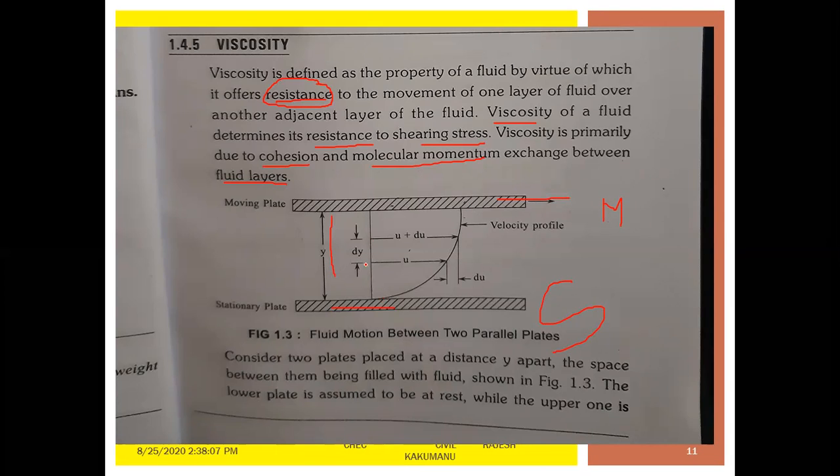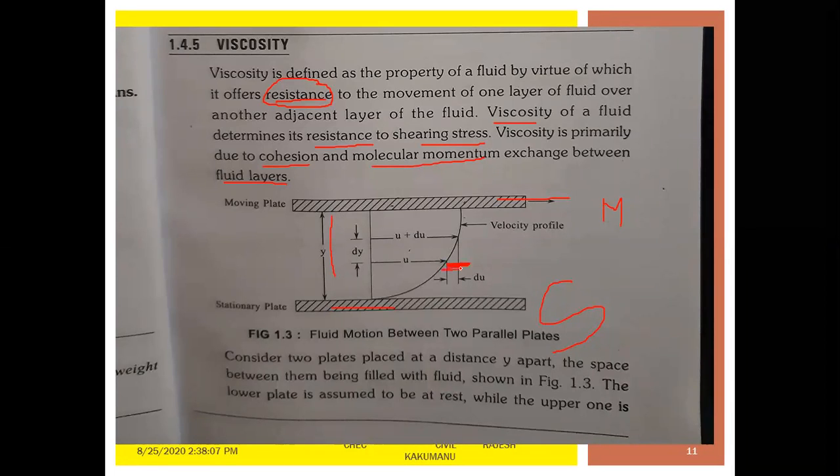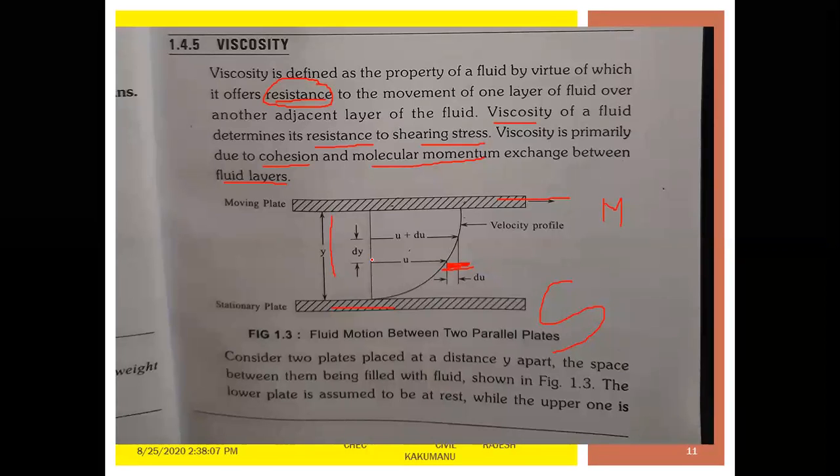Here the total displacement is u. Whenever you are changing the displacement, u plus du, the change is du. So the fluid motion between the two parallel plates is discussed by this figure. You do not need to draw the figure exactly like this. We can take any layer and show how the displacement and how the velocity actions take place. So consider two plates.